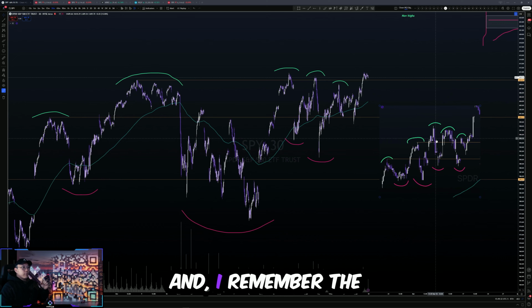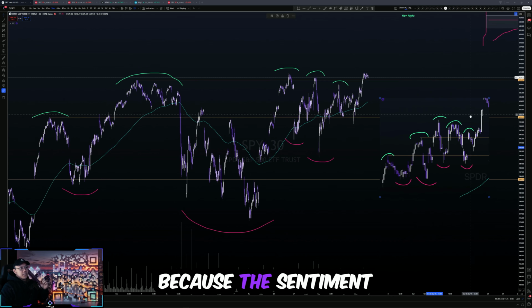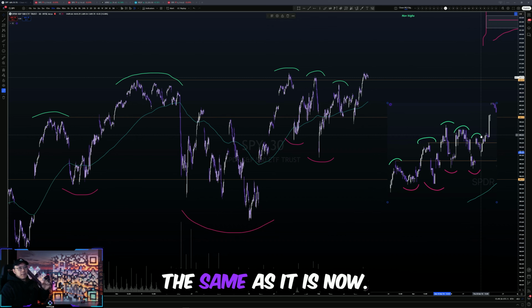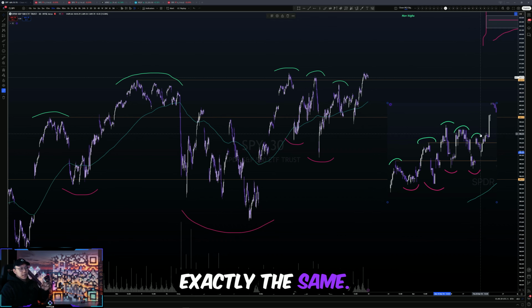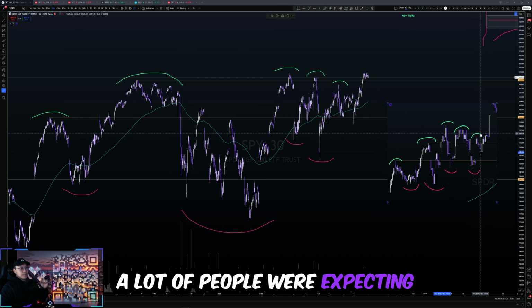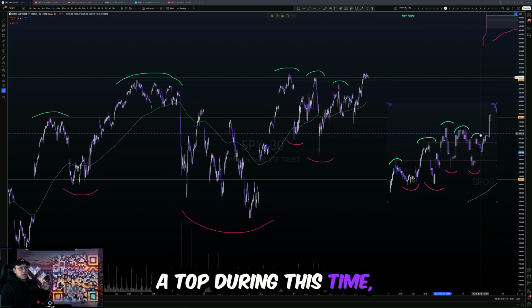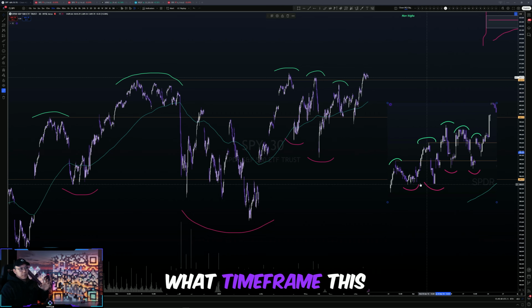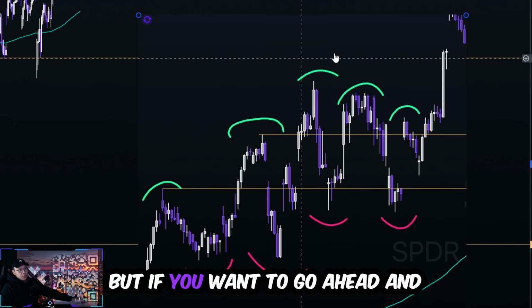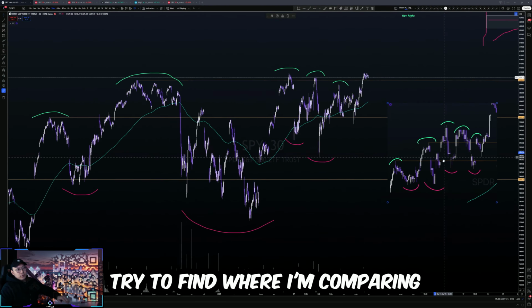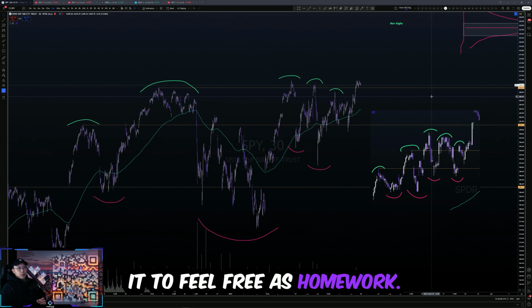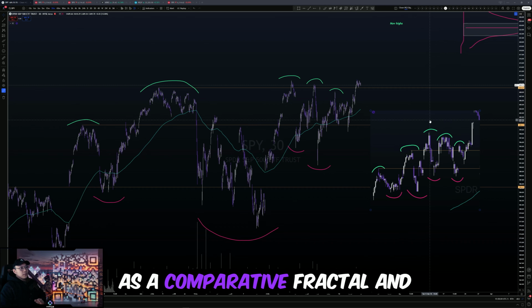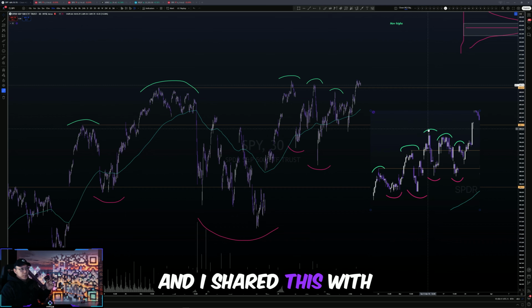And I remember this specific time frame because the sentiment during this time was exactly the same as it is now. Exactly the same. A lot of people were expecting a top during this time, and we just never got it. I'm not going to tell you what time frame this little chart here is, but if you want to go ahead and try to find where I'm comparing it to, feel free as homework. This is essentially what I found as a comparative fractal in both price action plus sentiment. And I shared this with you guys on Saturday.